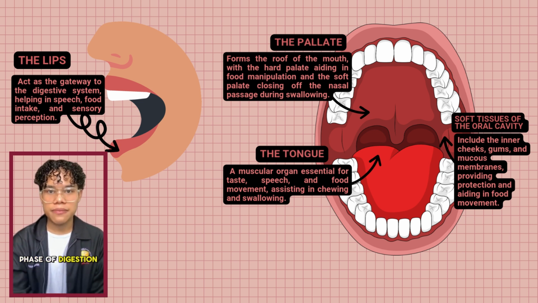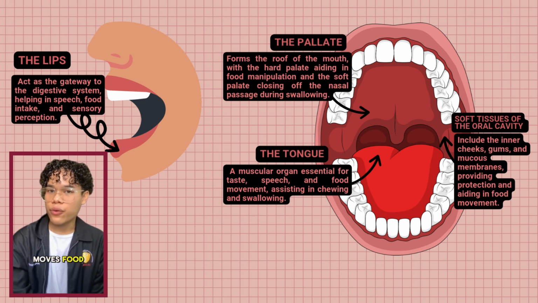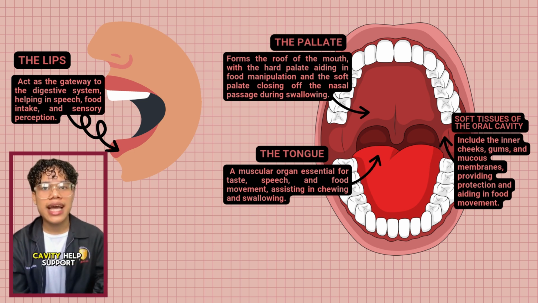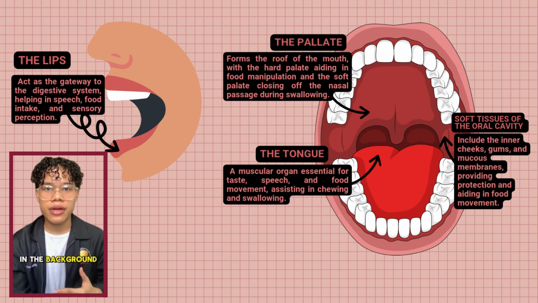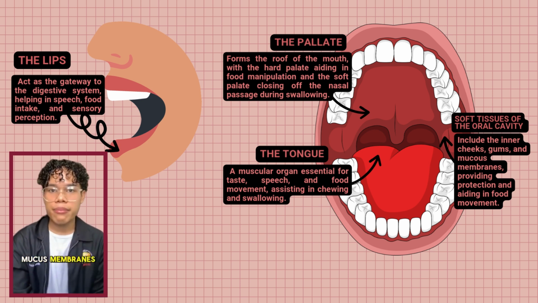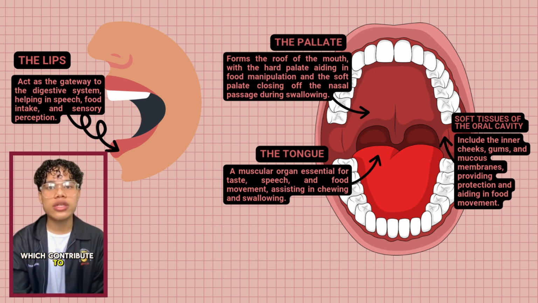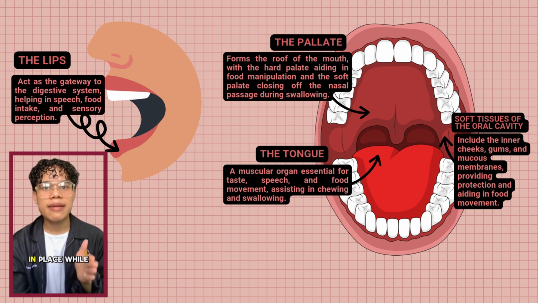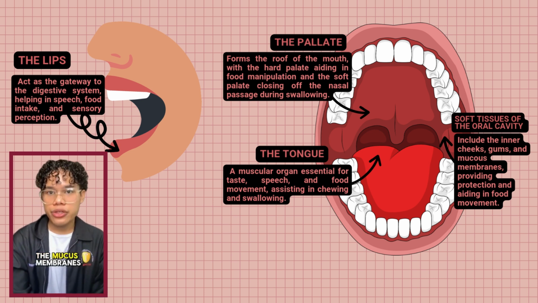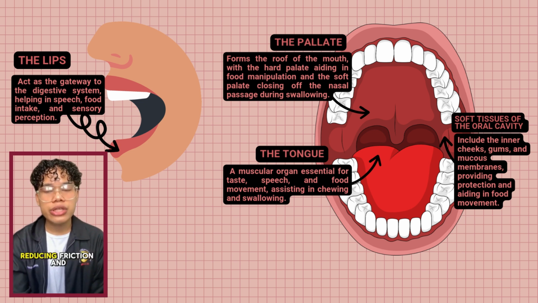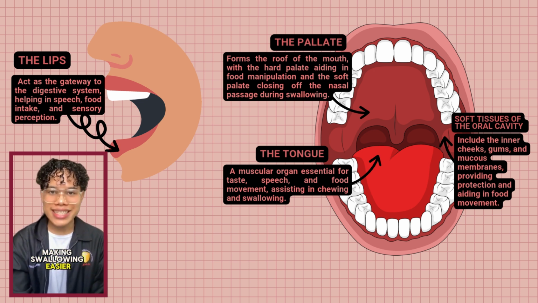While the tongue moves food, the soft tissue of the oral cavity helps support the process in the background. The soft tissues include the inner cheeks, the gums, the mucous membranes, all of which contribute to the efficiency of digestion. The cheeks and the gums provide structural support, ensuring food stays in place while being chewed. The mucous membranes keep the mouth moist, reducing friction and making swallowing easier.